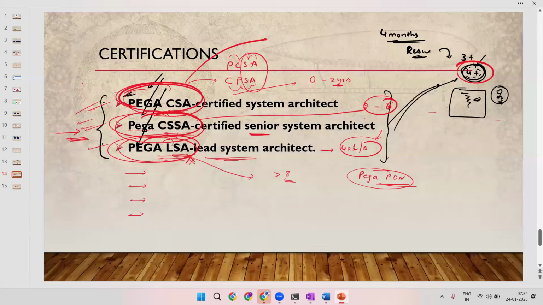The certification costs around $190. From January 1st, prices have increased, so it is 190 US dollars. And from India, there will be an additional 18% GST, which will be close to $225, or close to 19,000 rupees from India.